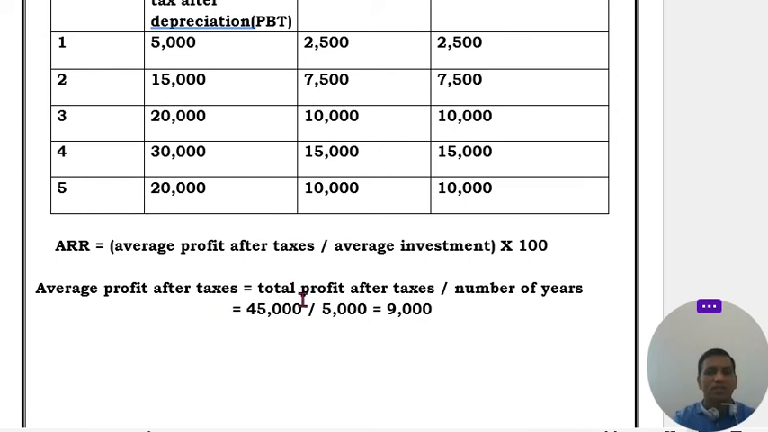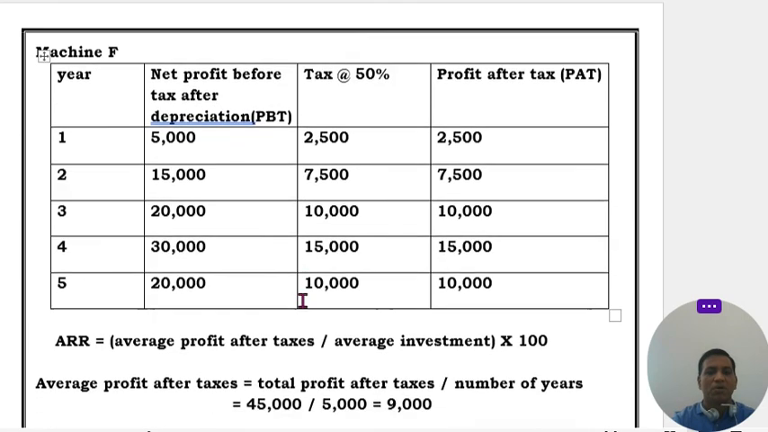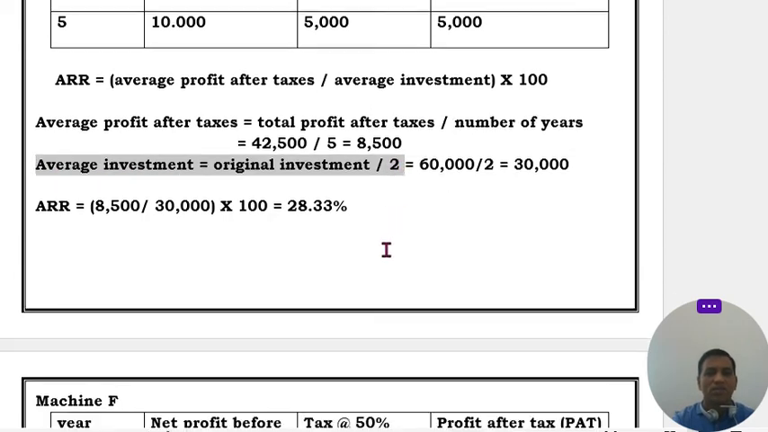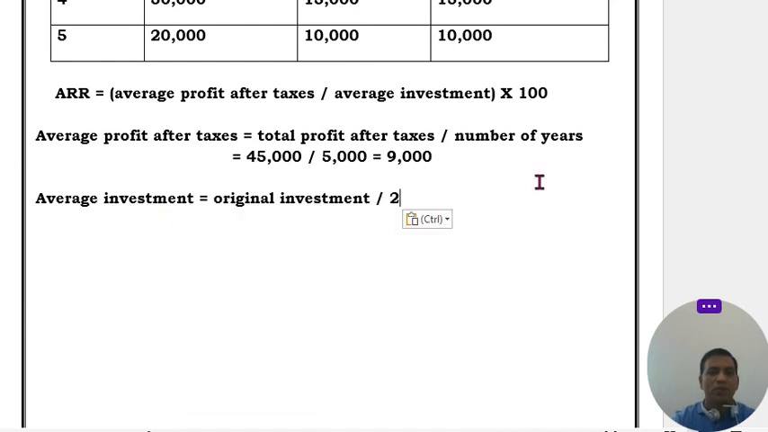What about average investment? Do we have any scrap value or working capital? No, nothing. So simple formula: average investment equals original investment divided by 2. What is the original investment? Mission F cost is also the same, 60,000, divided by 2, which equals 30,000 only.